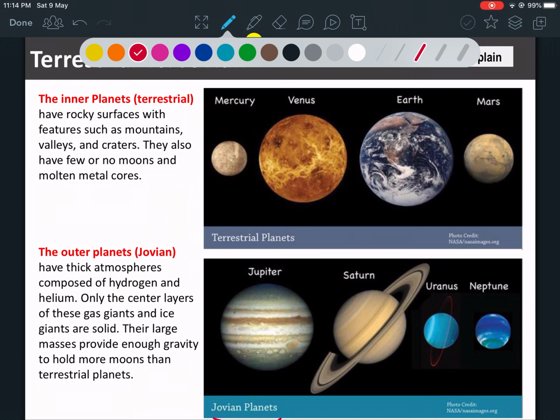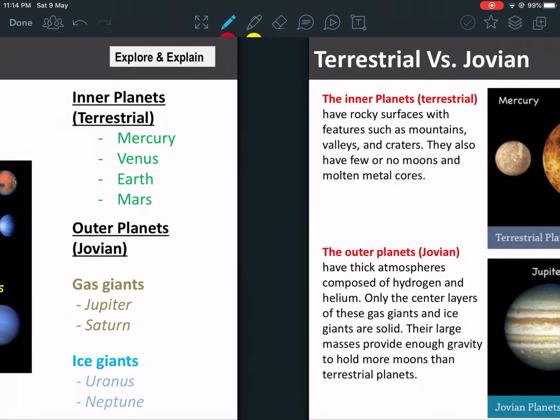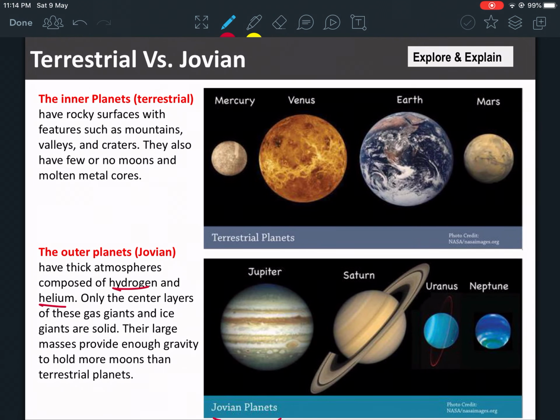The Jovian planets are mainly made of hydrogen and helium. Sorry, only the center is made of ice. Only the center layers of these gas giants and ice giants are solid. Their large masses provide enough gravity to hold more moons than the terrestrial ones. Okay.